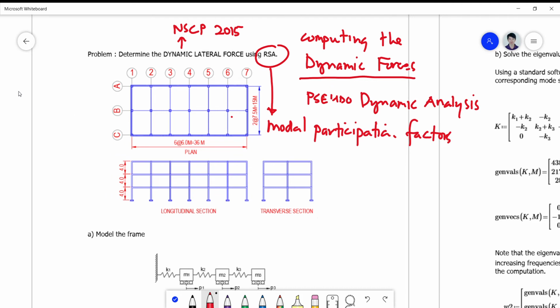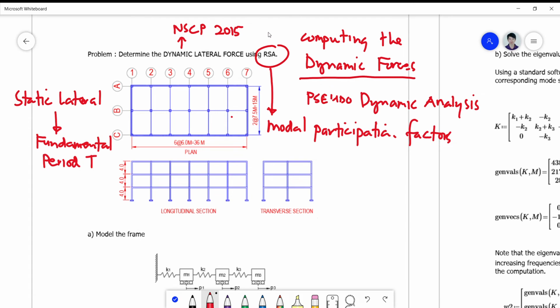In the static lateral force procedure, we only consider the fundamental period or frequency, while in this RSA method, which is a pseudodynamic analysis, we will be doing modal computations to get the mode shape vectors, okay, and also the modal natural frequencies will be computed and related to the design.